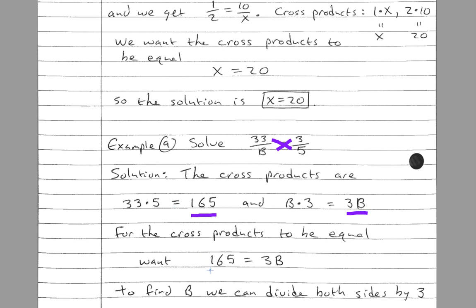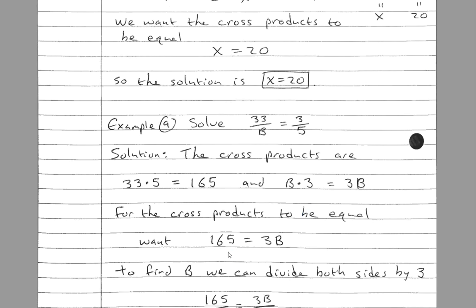All right, so we get this equation. So now we're trying to solve this. So what number should we put in for b to get a true statement? So what number times 3 equals 165? Okay, now we're trying to solve this equation.